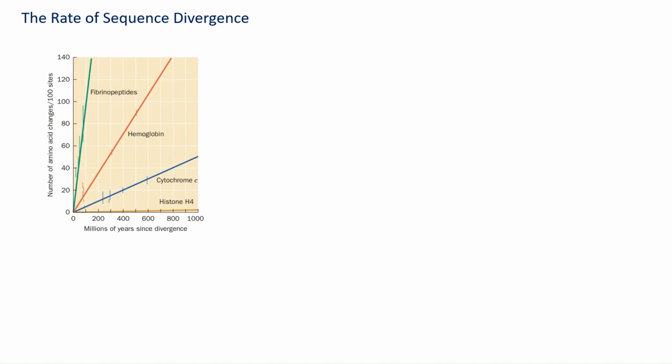Now next is the rate of sequence divergence. So what is this graph saying to us? This axis is millions of years since divergence, and this is the number of amino acid changes during these years. What we can see here is histone, very few changes over a period of time. Cytochrome C changed more compared to histone, but very little compared to hemoglobin and fibrinopeptides. Next is hemoglobin, and over the period of time more change is observed in fibrinopeptides. So these mutations or variations in amino acids are not the same in all proteins. They change over a period of time at different rates in different proteins.